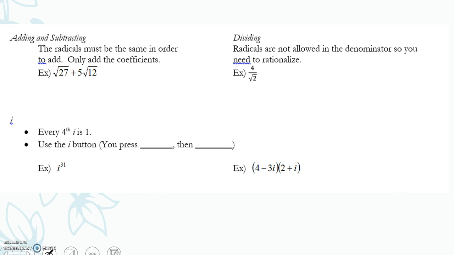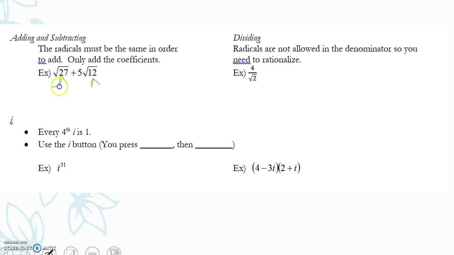The next topic is adding and subtracting. So when it comes to adding and subtracting, the radicals must be the same in order to add them, and you can only add the coefficients. So I'm going to break down 27 and 12 because they are not the same. So please do not just add the insides. That will make me very sad.